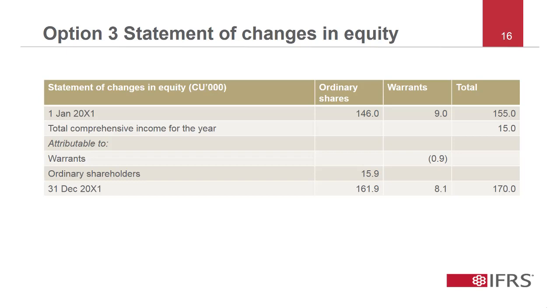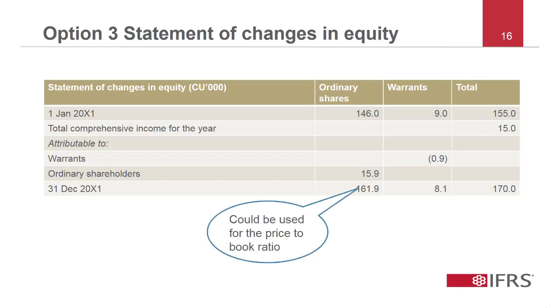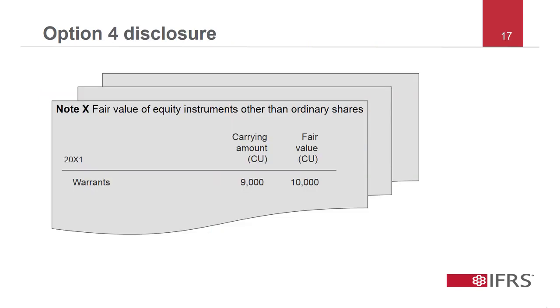Those amounts calculated on the previous slide will be shown on the face of the statement of changes in equity in this way. The board thinks that using this approach, users of financial statements could use the information for calculating book ratios of ordinary shares. For example, the price-to-book ratio for ordinary shares that is calculated using this approach represents the ratio of the price of the ordinary shares to the carrying value attributed to ordinary shares on a relative fair value basis.